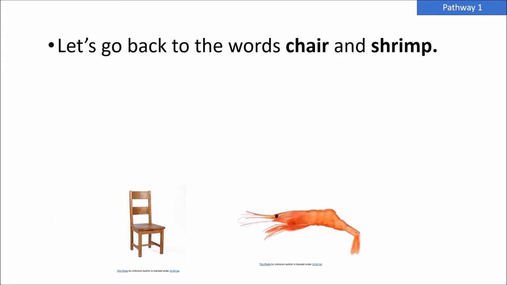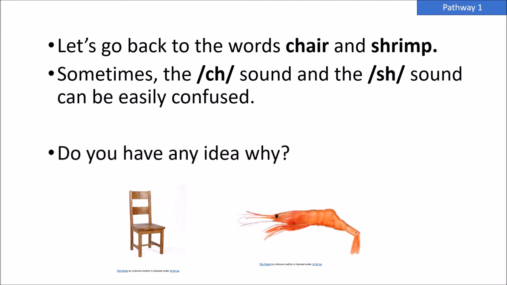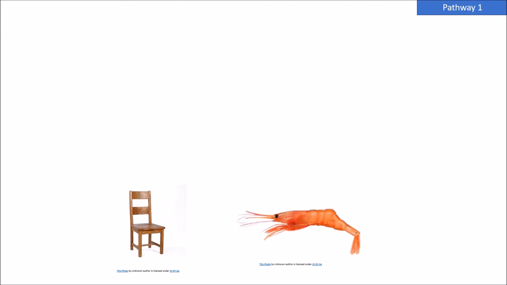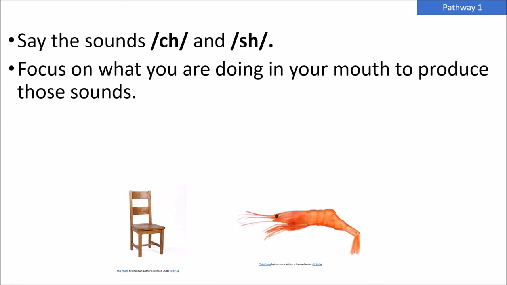Let's go back to the words chair and shrimp. Sometimes the ch sound and the sh sound can be easily confused. Do you have any idea why? Say the sounds ch and sh. Focus on what you are doing in your mouth to produce those sounds.